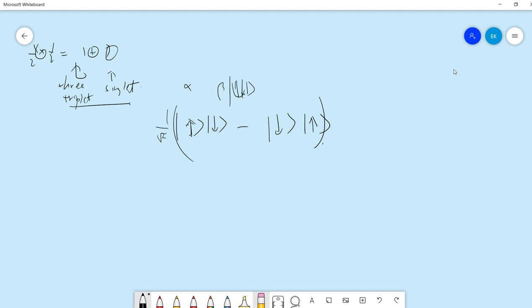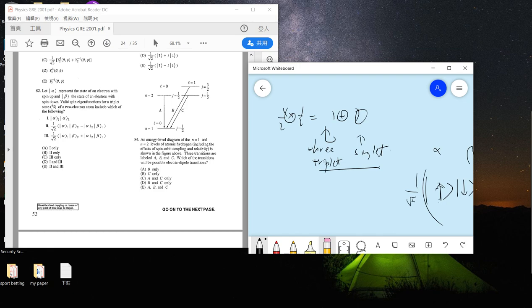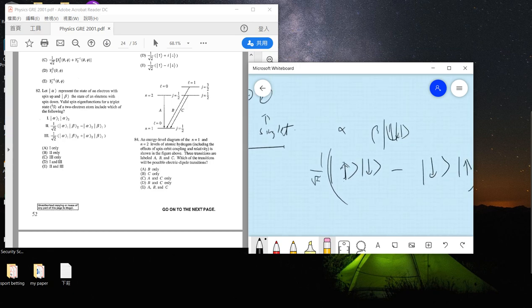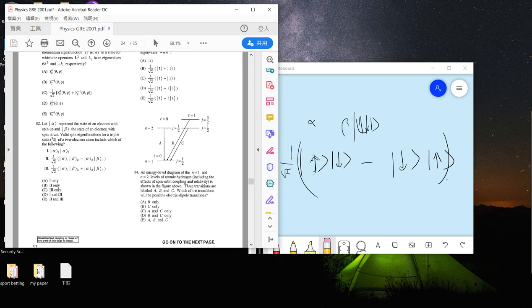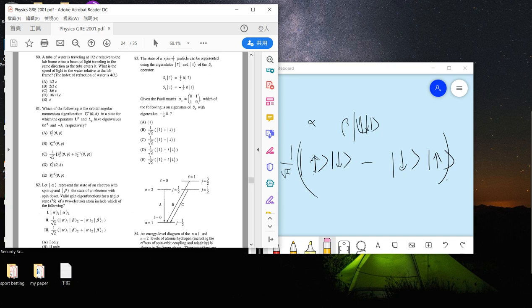So this is the second one, the singlet, and the rest are the triplet. So the answer is the first one and the third one. Basically, once you know which one is a singlet, then the rest is easy. Answer is D.